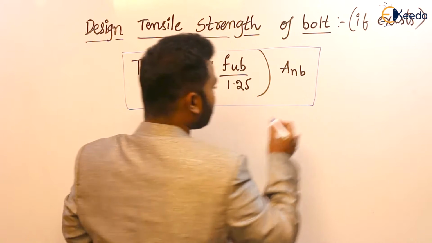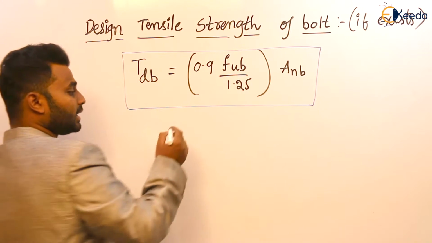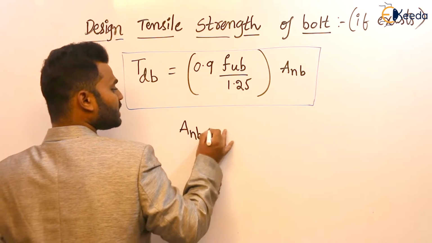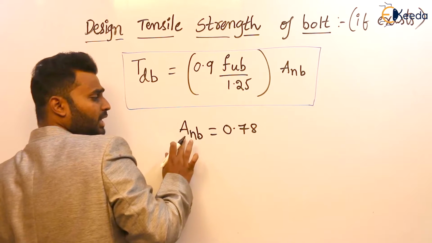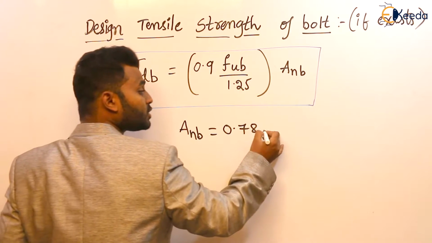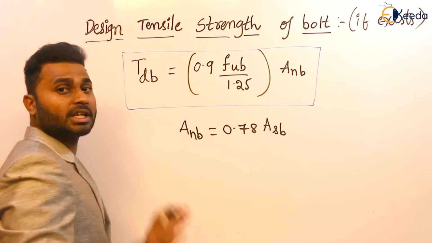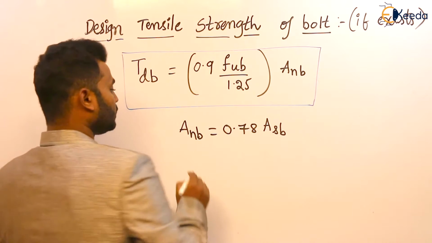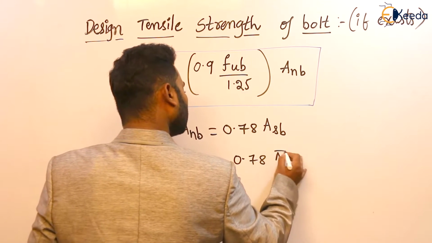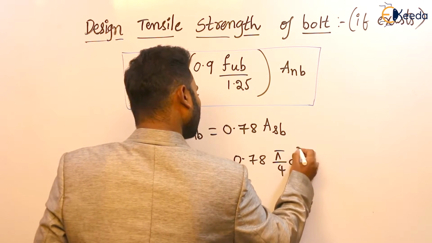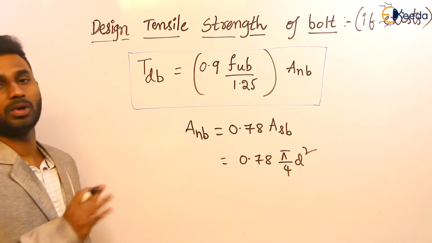Net area of bolt means we have to take the area of the bolt's threaded portion. Of course we have discussed it, but still, how much is it? Net area of bolt is 0.78 into shank area. What is the shank area? Shank area is nothing but pi by 4 d square. So A_nb is equal to 0.78 times pi by 4 d square. This is the design tensile strength of the bolt.